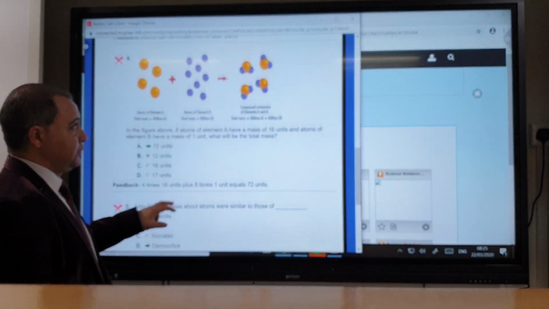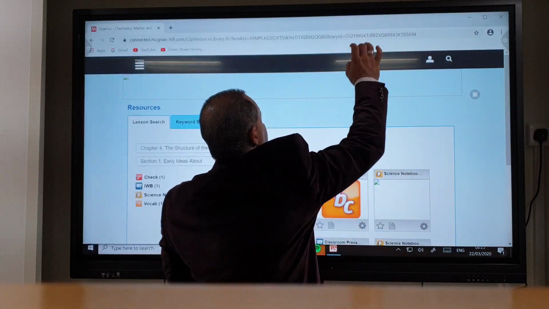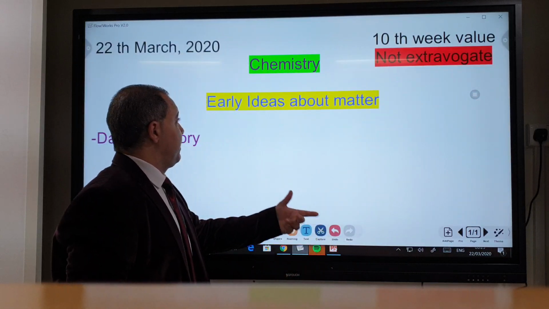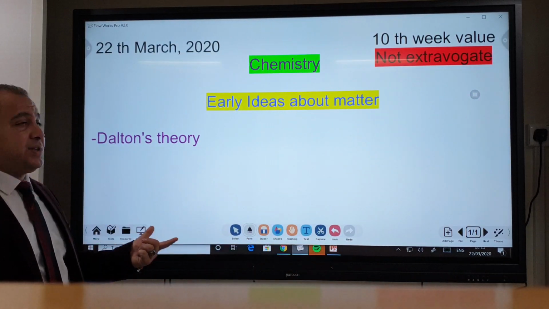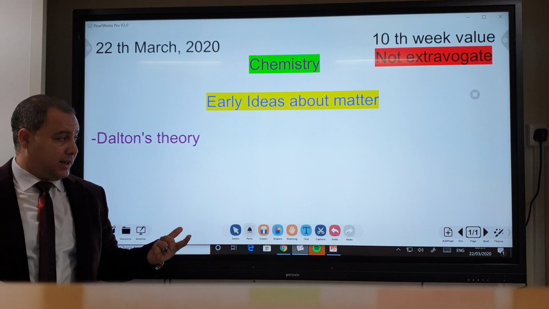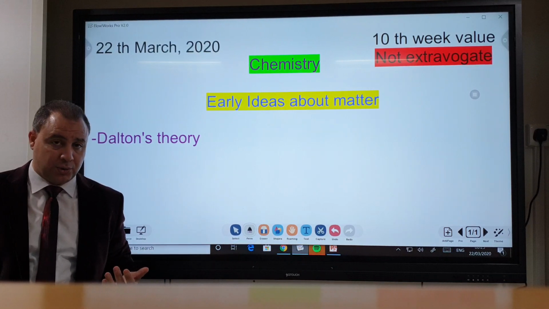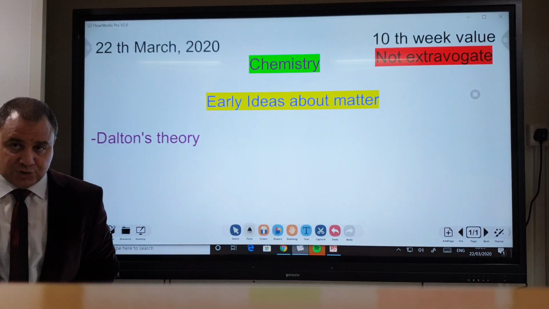So we finished this lesson called Early Ideas About Matter and Dalton's Theory. After that, inshallah, we are going to complete the next session, inshallah.